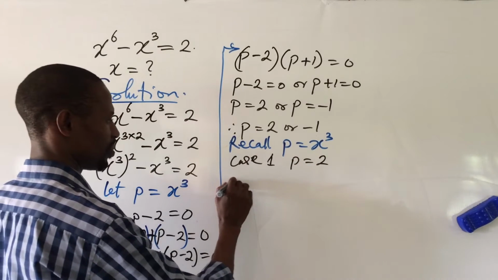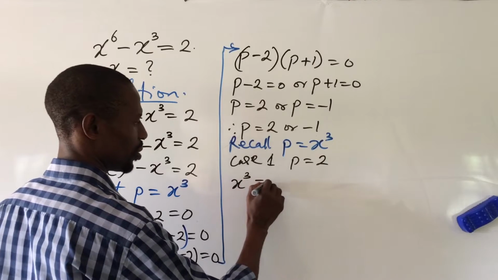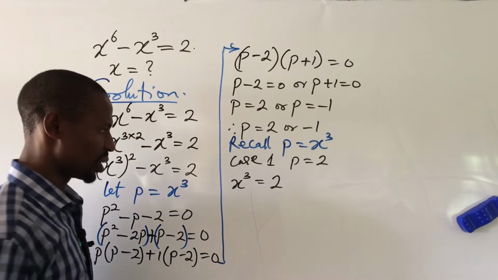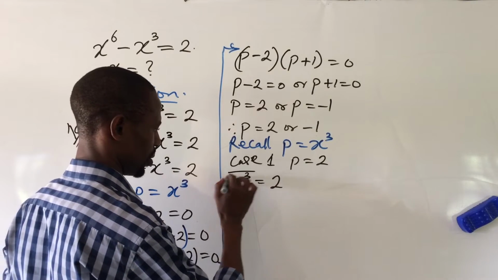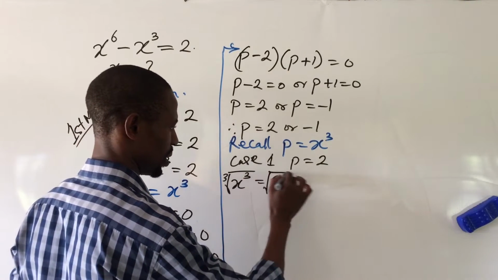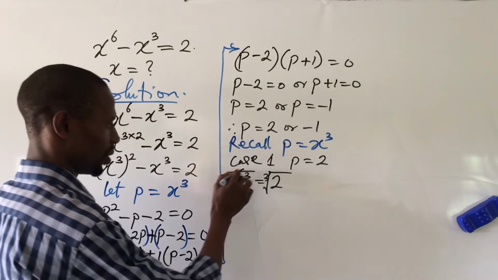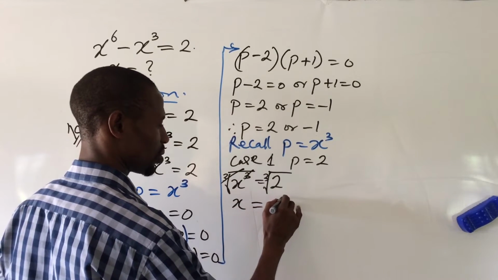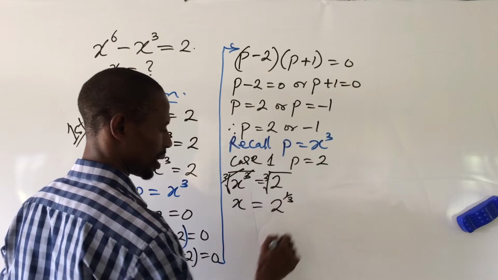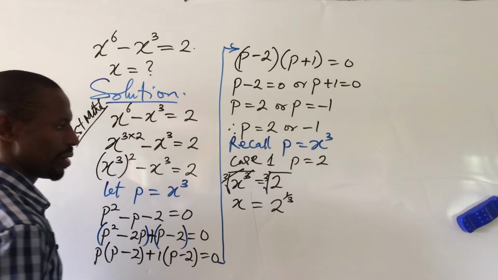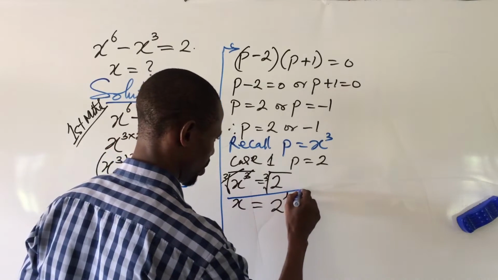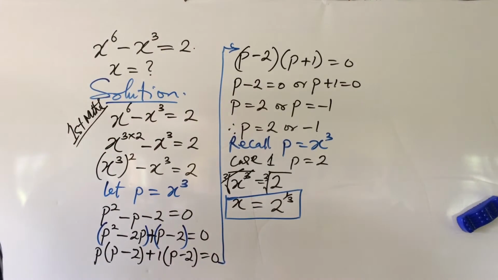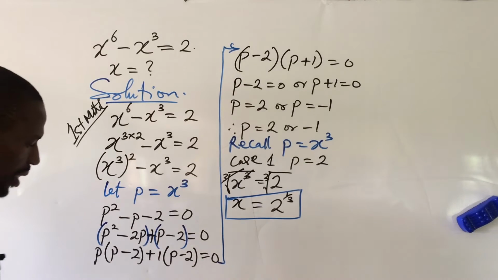So we're going to have x to the power of 3 equals 2. We take the cube root of both sides, and so x is going to give us 2 to the power of 1 over 3. This is the first root to this expression here now.